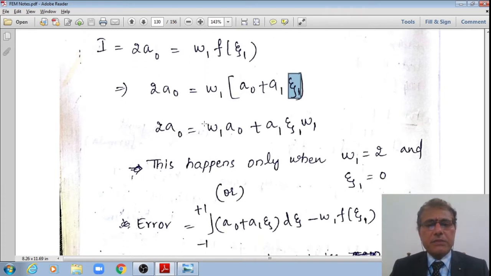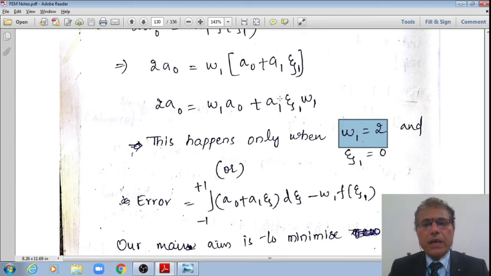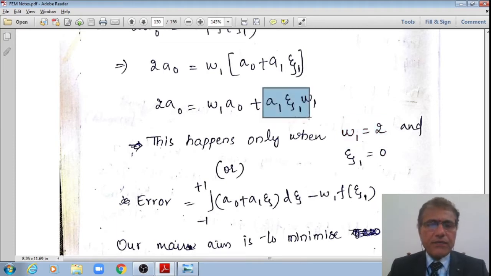Now I'll expand the terms and see what are the terms with a0 and what are the terms with a1. That is how w1 a0 plus w1 xi1 multiplied by a1 is equal to 2a0. Now I'll compare on either side, LHS with RHS, the coefficients of these a0 terms, right? On the left hand side I do have 2, on the right hand side w1. Therefore, comparing, now I'll get w1 is equal to 2.